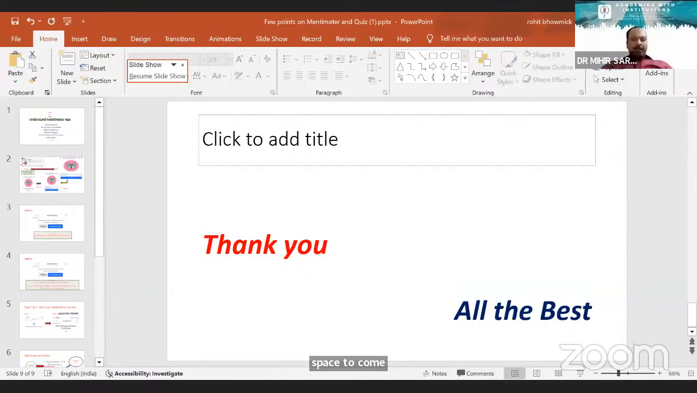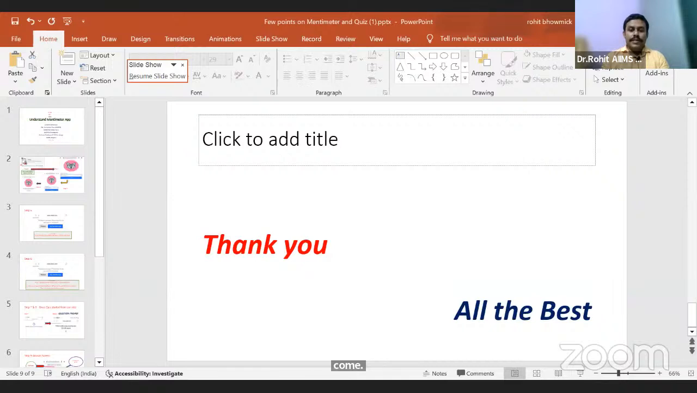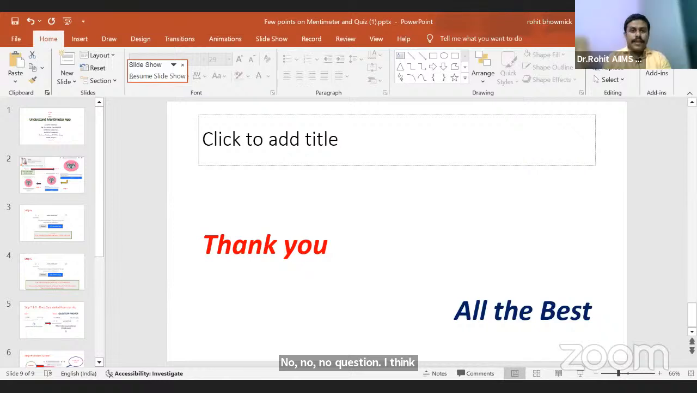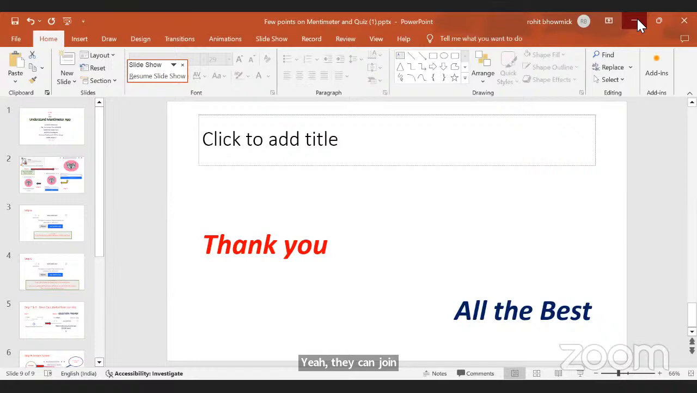So you can stay in Zoom, or you can just leave Zoom and join directly from your mobile phone. Any question on this? No question. I think they can join now. Yes, they can join, but the quiz will start only when I start it. Before that, they can't vote. Okay, I will tell them to join then.